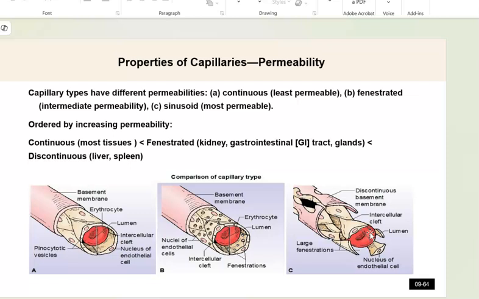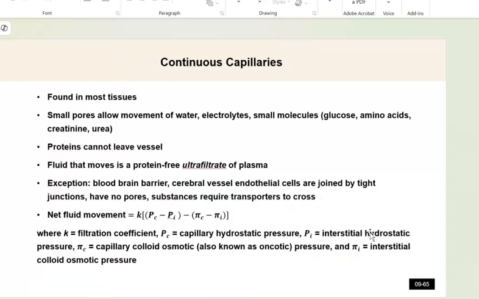For continuous capillaries, the average capillary hydrostatic pressure is different than the interstitial hydrostatic pressure. Thus, the net hydrostatic pressure gradient favors filtration. So it favors fluid movement outward across the wall. With all of that being said, what are we trying to say? Fluid that moves is a protein-free ultrafiltrate of plasma in the continuous capillaries. The exception is our blood-brain barrier, where they have no pores and substances require a transporter to cross.